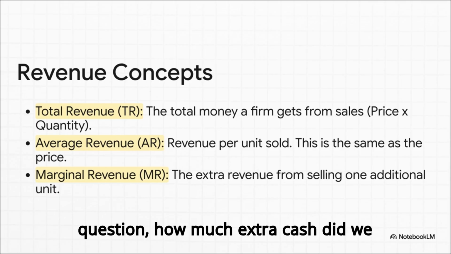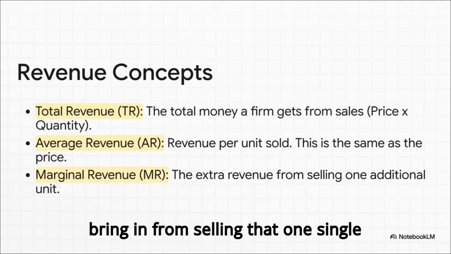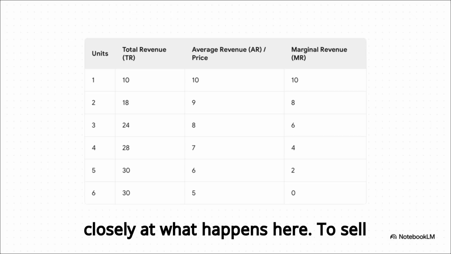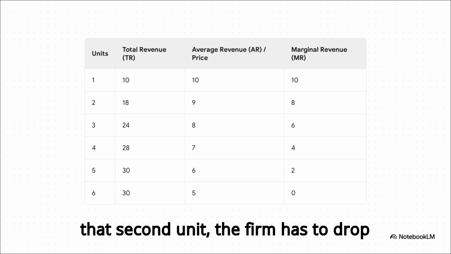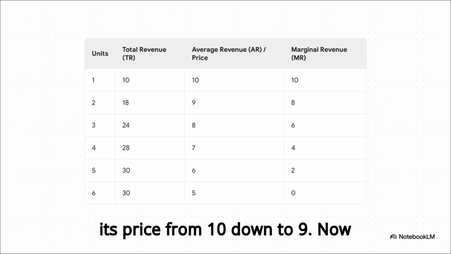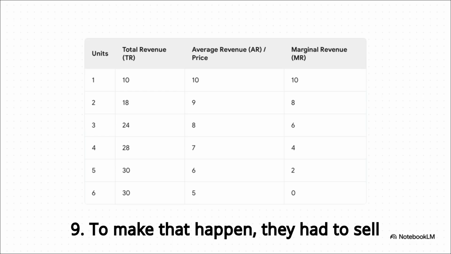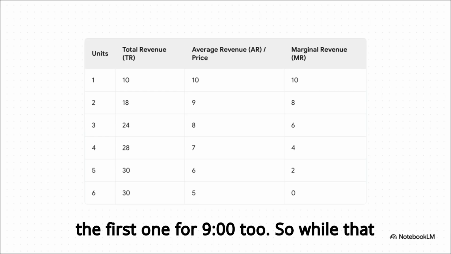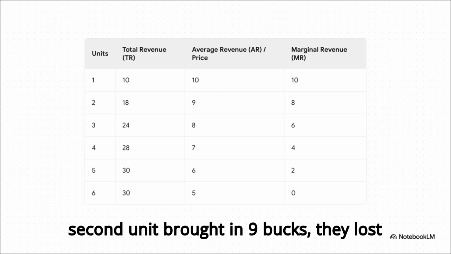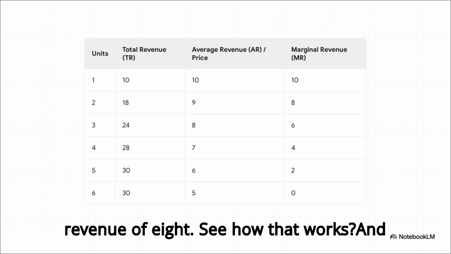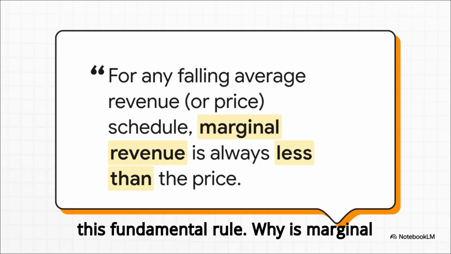It answers the question, how much extra cash did we bring in from selling that one single last item. Now, look really closely at what happens here. To sell that second unit, the firm has to drop its price from 10 down to 9. Now, this is the part that trips people up. They didn't just sell the second unit for 9. To make that happen, they had to sell the first one for 9 too. So while that second unit brought in $9, they lost $1 on that first unit. So 9 minus that lost dollar gives you a marginal revenue of 8. See how that works?